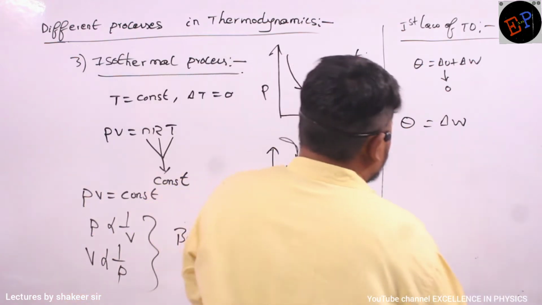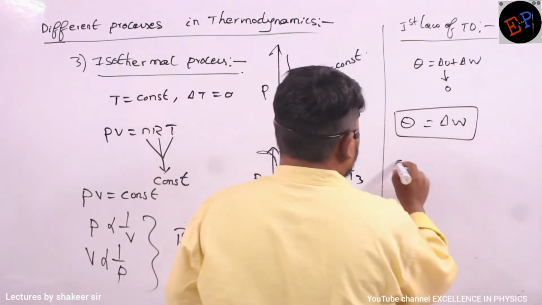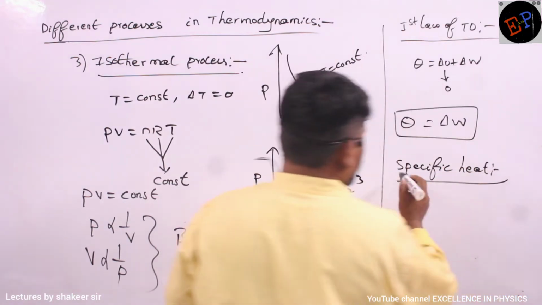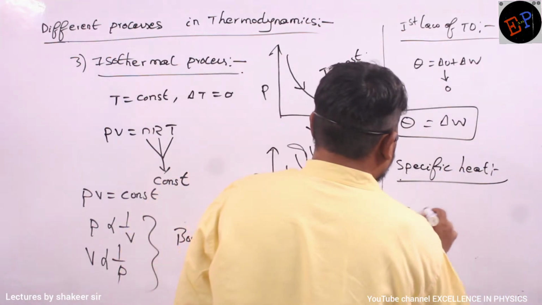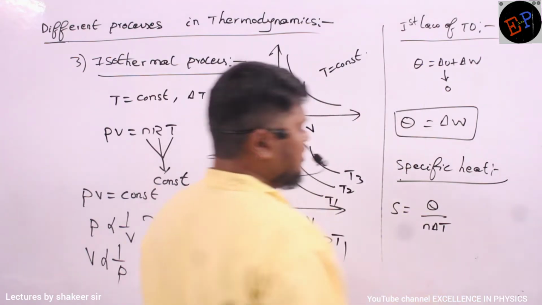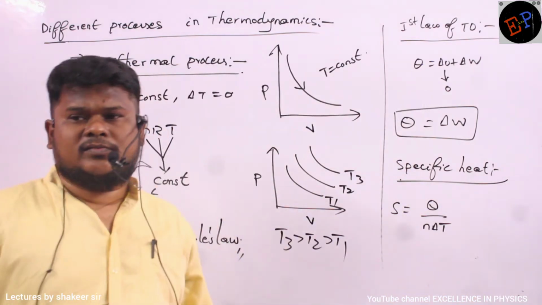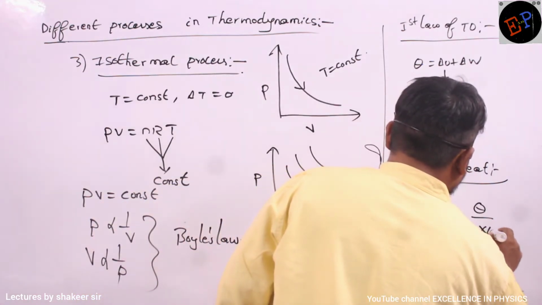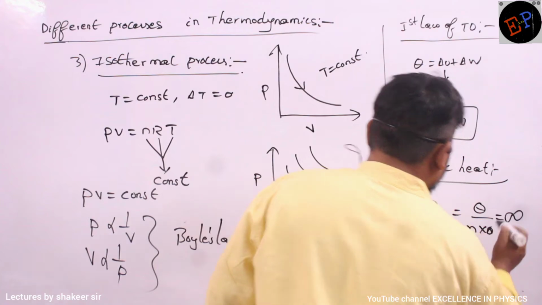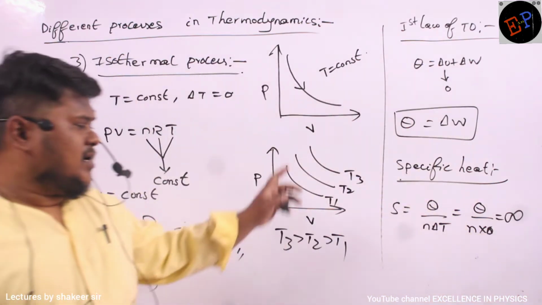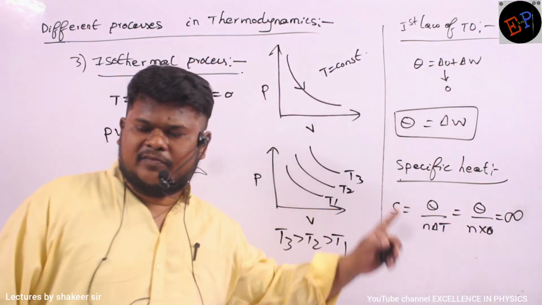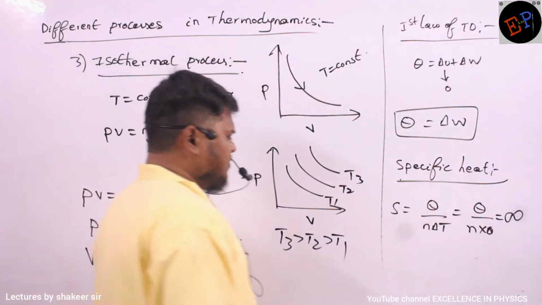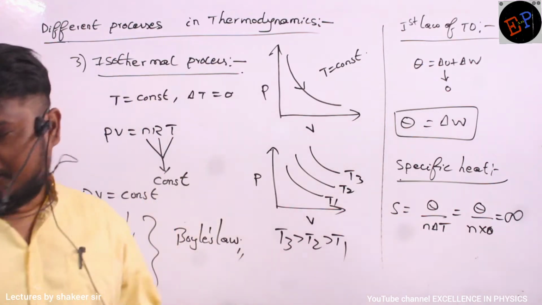Understood? So therefore, now specific heat. What about specific heat, ma? Specific heat formula, S is equal to Q by n delta T. Delta T is 0. Anything by 0? Infinite. So specific heat in this condition is how much? It is infinite. Are you able to understand, ma? So in isothermal process, specific heat of a gas is infinite. Are you able to understand? Next we study about work done.